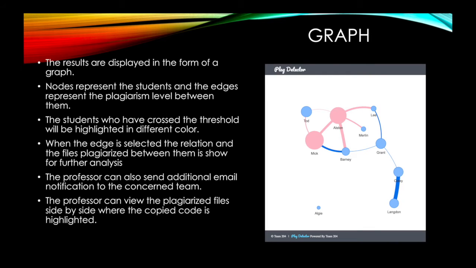The main page where he can see the results is this graph page, where the entire graph of the students for that particular assignment is shown. The edges represent the percentage of plagiarism between the students, and the nodes are obviously the students. To dig further, you can click on a particular edge and see the relation between the two students, their names, their files which have been copied, and further options to take further action.